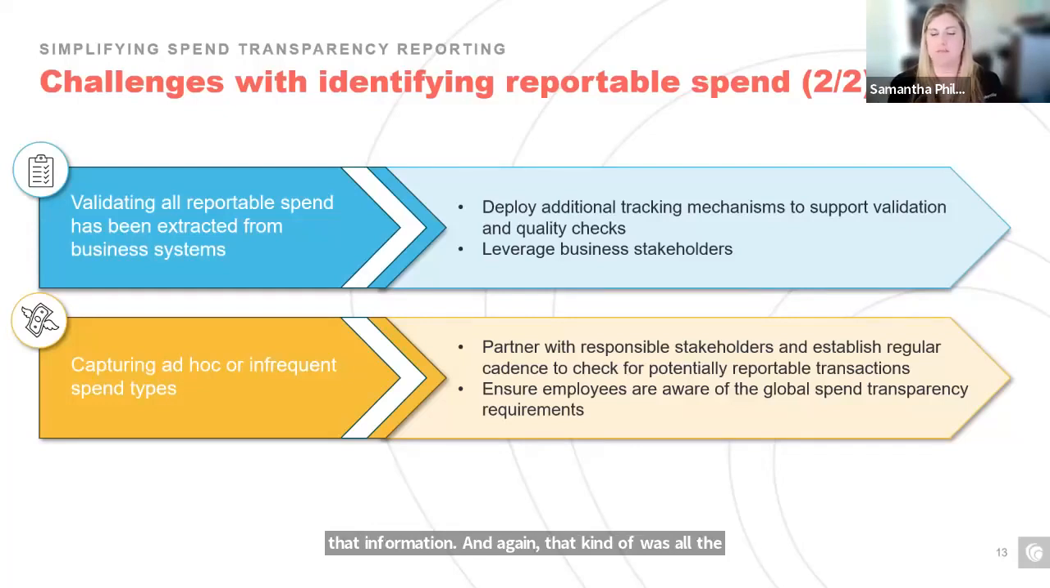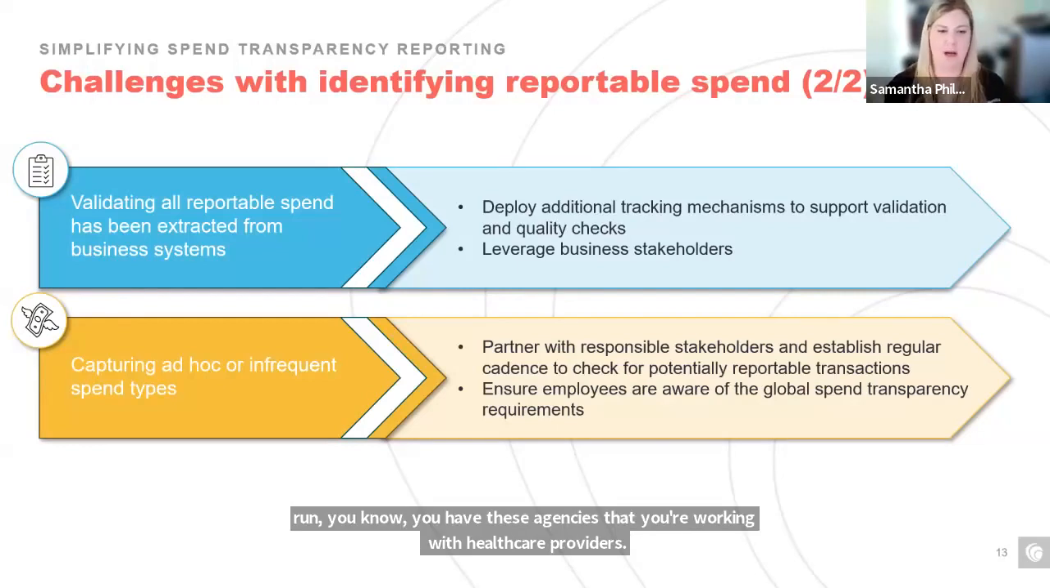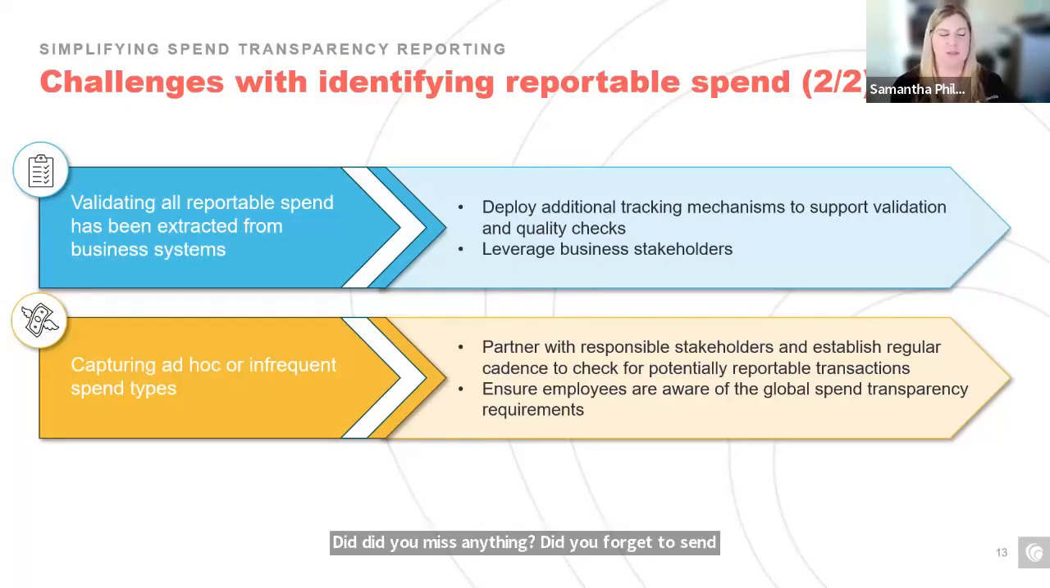The other thing is just driving general awareness. Training is the easy one, but just-in-time communications can also be really helpful around critical deadlines. So reach out to your marketing team to say, I know it's year end and I have this list of indirect spend, these agencies that you're working with, healthcare providers. Did you miss anything? Did you forget to send compliance something you should have sent them? Don't underestimate the value of just-in-time communications around those critical deadlines.